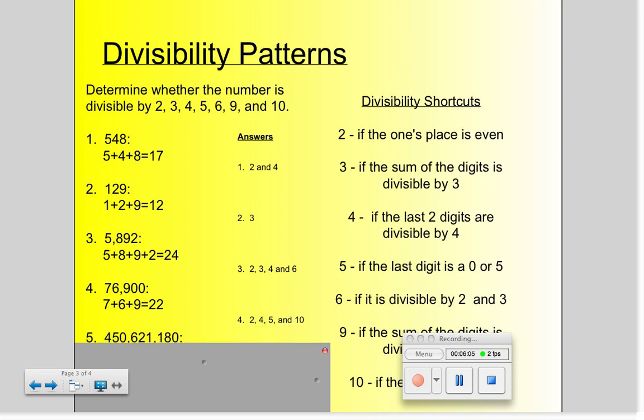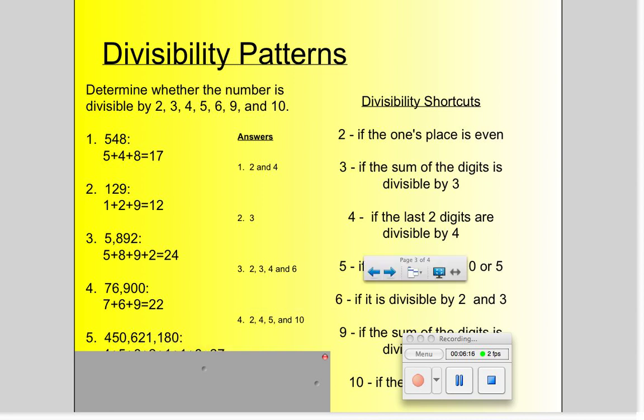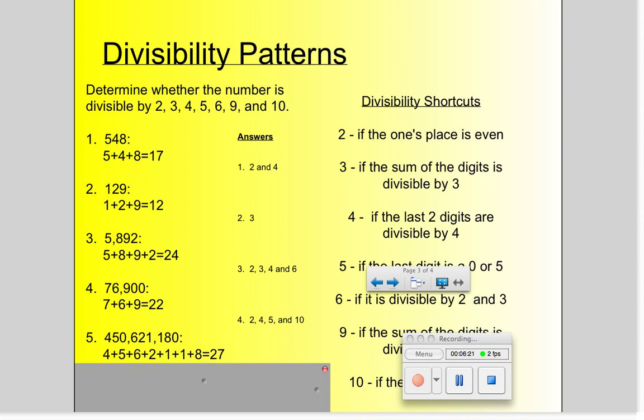And our last example for today, what do we have here? 450,621,180. So again, we're going to have to go ahead and add our digits up. They add up to 27. And now let's see what numbers work. In fact, all of the numbers that we know a special shortcut for work for this number.